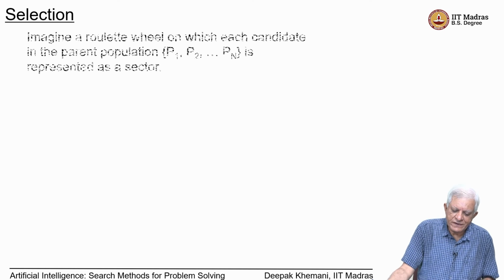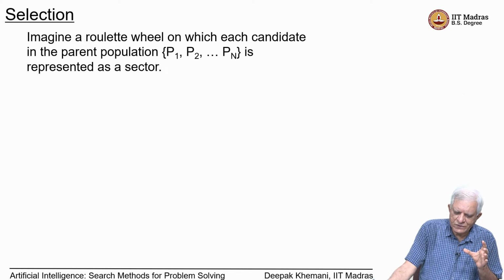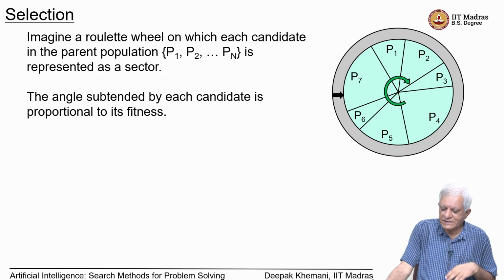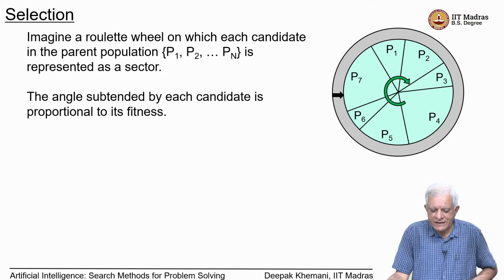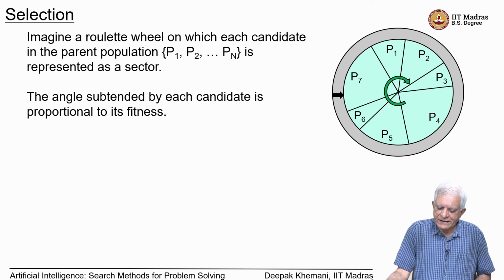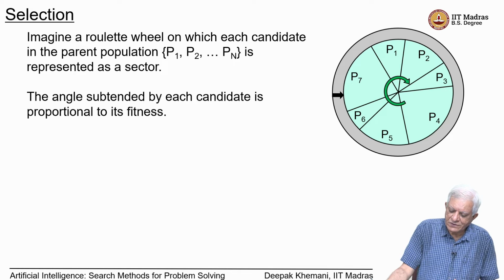We said that we will clone all the candidates. So, imagine a roulette wheel on which each candidate in the parent population is represented as a sector. The roulette wheel I have drawn on the right, and in this example there are 7 candidates, P1, P2, P3 up to P7, but in general you may have a population of n candidates, and they occupy a space on the wheel where the angle that they subtend is proportional to the fitness. So, you can see that for example, P6 has a smaller angle as compared to P5.